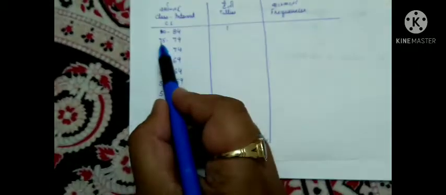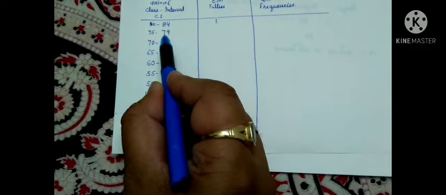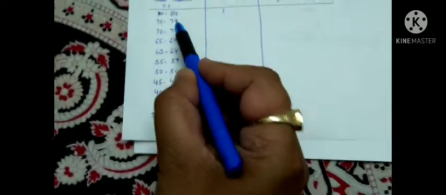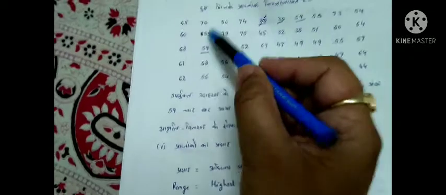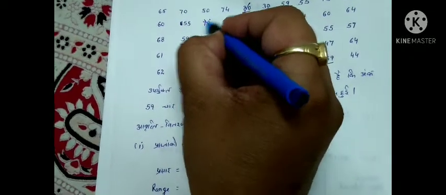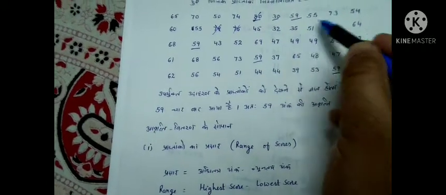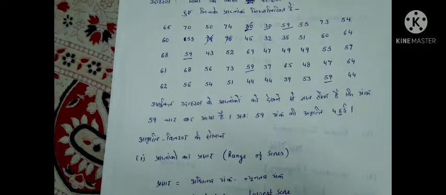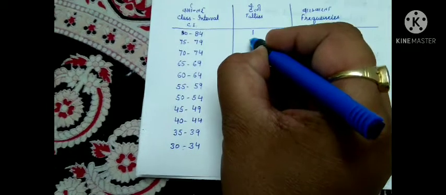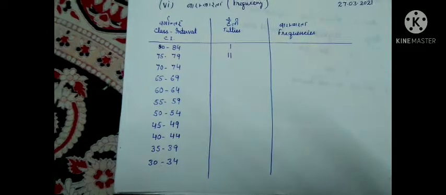Thereafter the class interval is 75 to 79. In this class interval, how many students? There is 1, there is another 1, 2. Only 2 students are lying between the class interval 75 to 79. So put 2 marks like this. These are known as tallies.